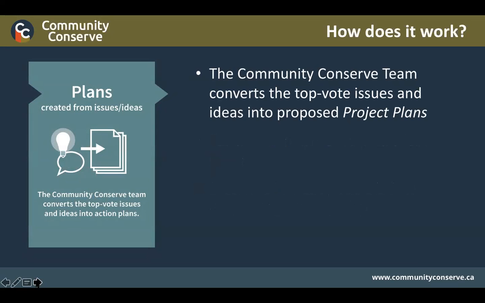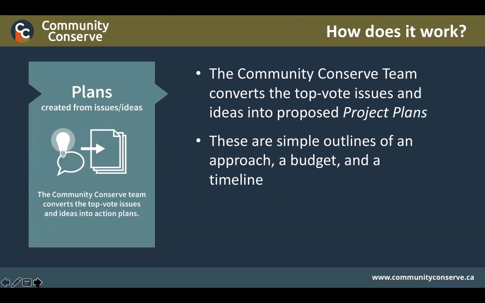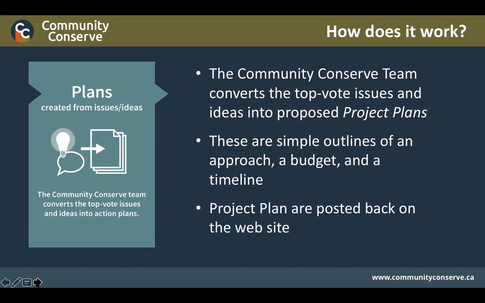So the Community Conserve team goes through a process of looking at the top vote getters and converts those into proposed project plans. At this stage, these are quite simple. They're just a simple outline of what could be done to address that issue, a simple budget, who would be doing the work, and a simple timeline to give everybody an idea of, okay, this is an approach that might be taken. That project plan is posted back onto the website so everybody can see it.